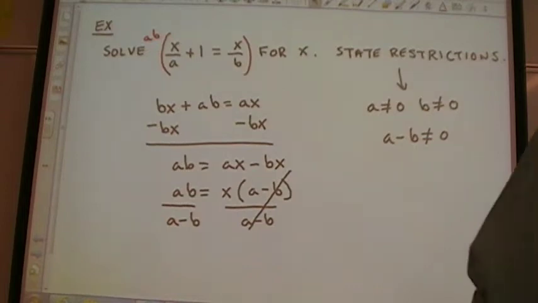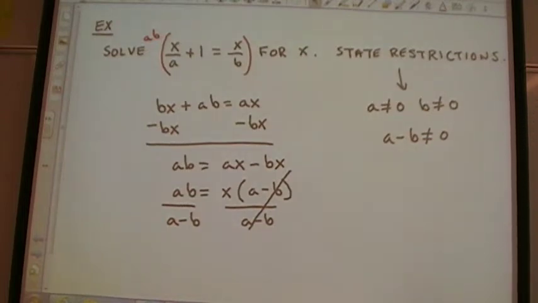Next example. In black is the original problem. Red at the top is your work. Solve the equation x over a plus 1 equals x over b for x. State restrictions. You will get restrictions all throughout the problem.